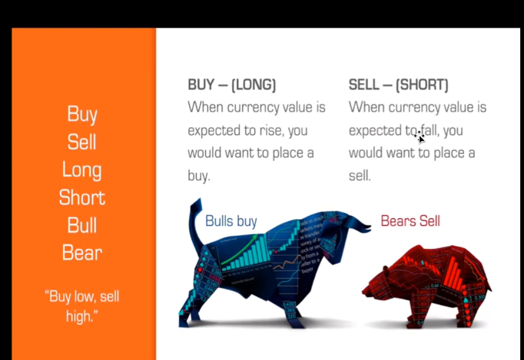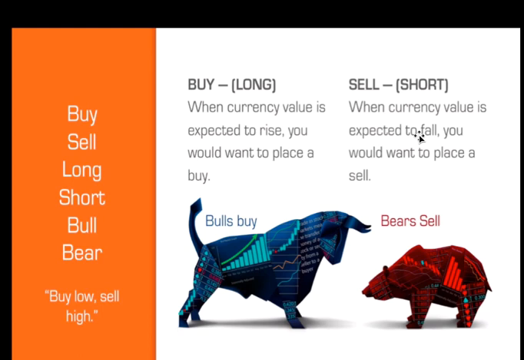Okay, what do we mean by buy? Buy can also be referred to as long. When someone says I'm going long on Euro USD, it simply means he's buying Euro USD. I'm going short on Euro USD means I'm selling Euro USD. So when you say go long, it means buy Euro USD or buy Euro JPY or buy USD JPY or buy USD CAD. That's go long. Go short simply means sell.